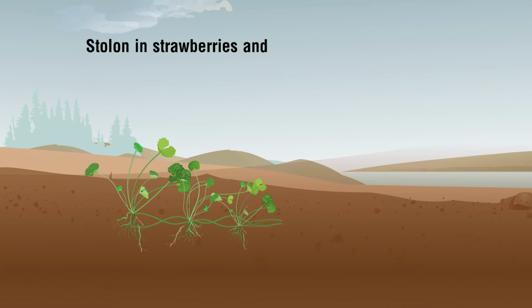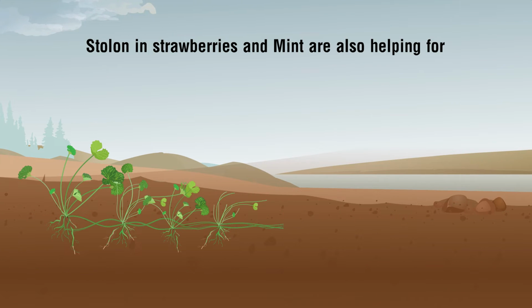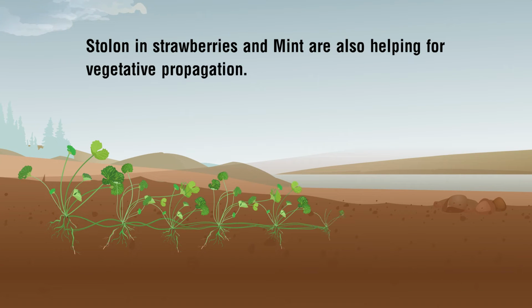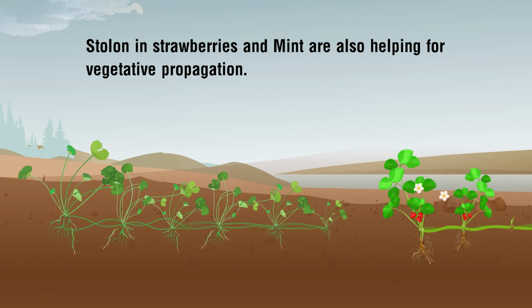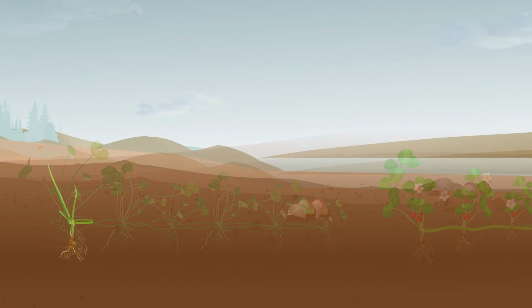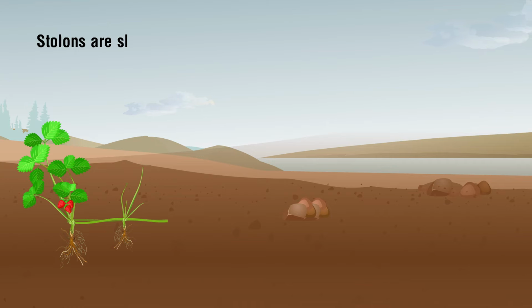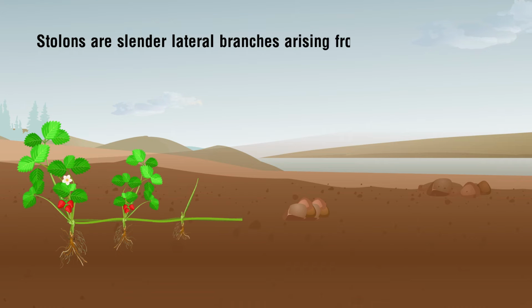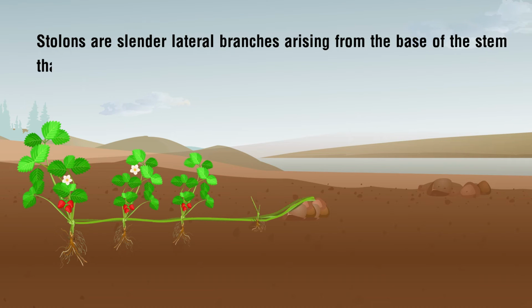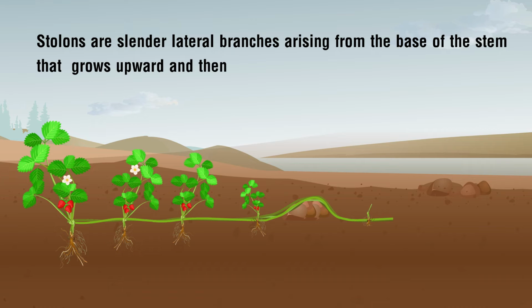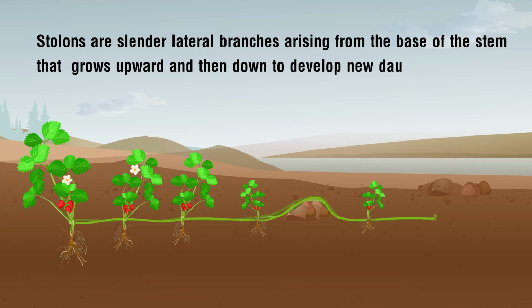Stolon in strawberries and mint also helps in vegetative propagation. Stolons are slender lateral branches arising from the base of the stem that grow upward and then down to develop new daughter plants.